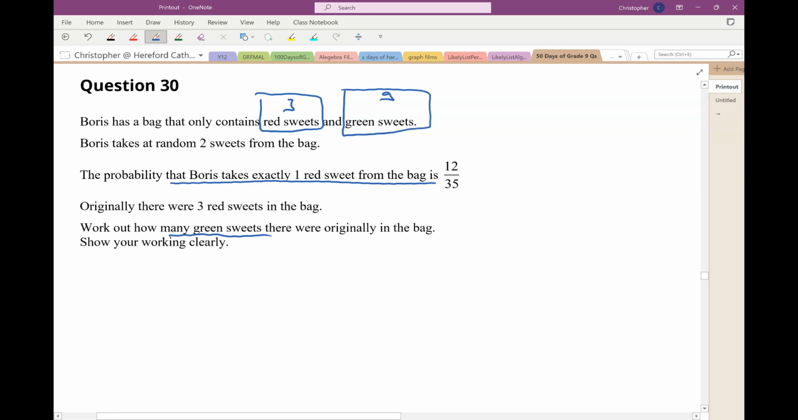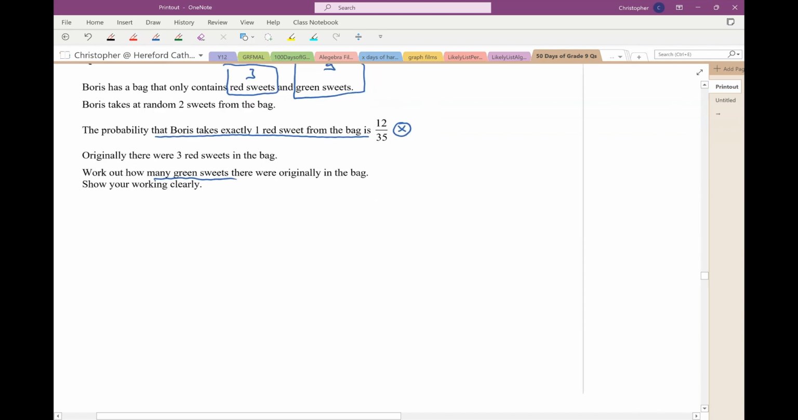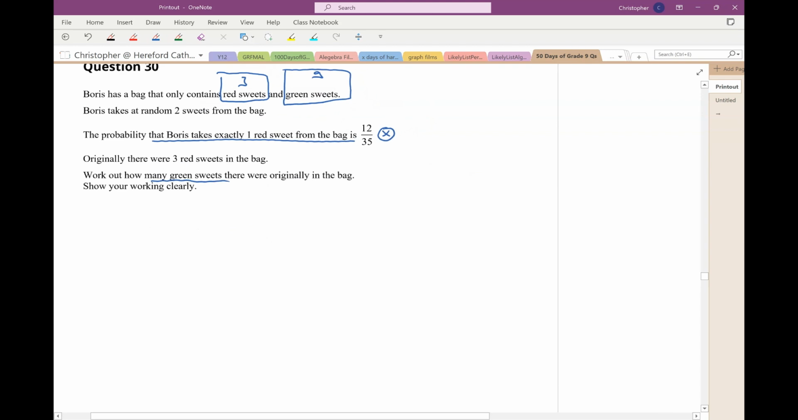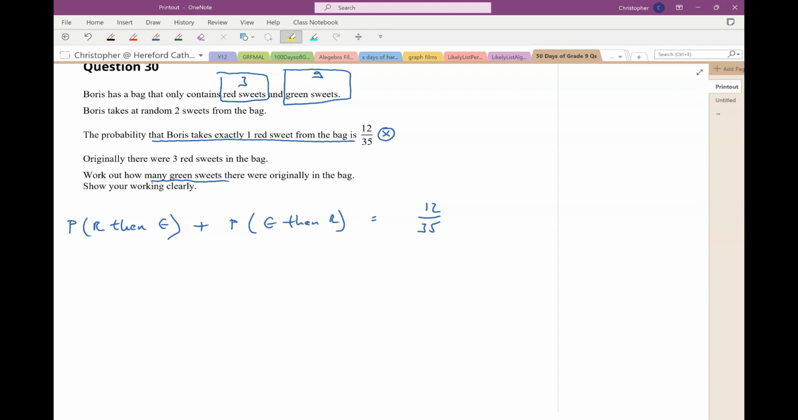Now, let's use this piece of information here. Now, that tells us that when he takes 2 sweets, the probability of getting exactly 1 red is 12/35. So that would be the probability of getting a red, then a green, or the probability of getting a green and then a red. And we know that equals 12/35. So I'm thinking that might help us do an equation. Let's have a look at this first expression here. A red and then a green.